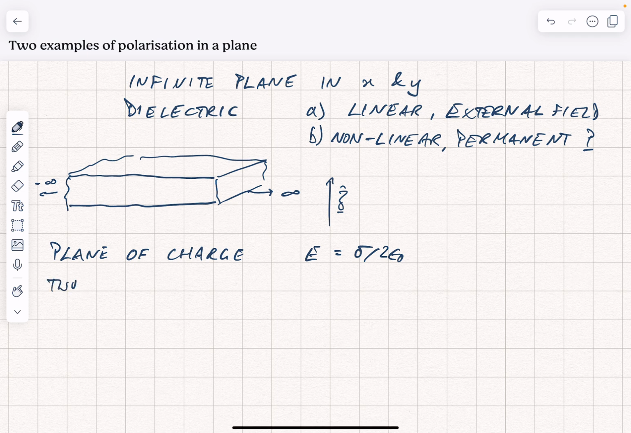And then if we have two planes of opposite charge, and I hope you can see where this is going because we're going to be thinking about polarization charges, then the field is non-zero only between the two planes.